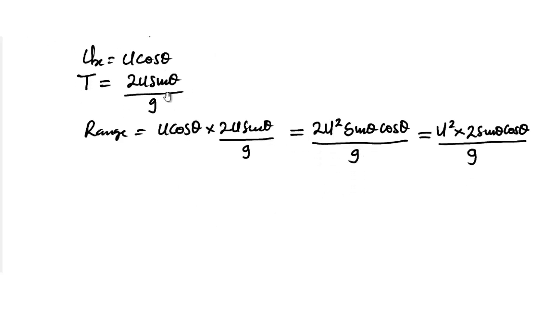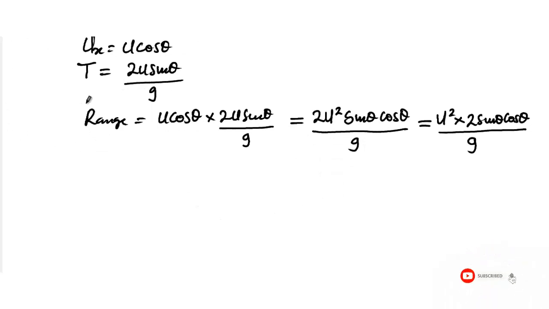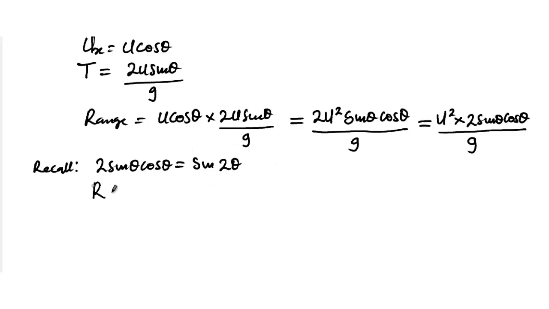All right. So there's a trigonometric identity we are going to be using here. You need to recall from trigonometric identities that 2 sine theta cos theta is the same thing as sine 2 theta. That is true for trigonometry. So wherever we see 2 sine theta cos theta, we can replace it with sine 2 theta. So range will now be equal to u square times sine 2 theta over g. That will give us u square sine 2 theta over g.